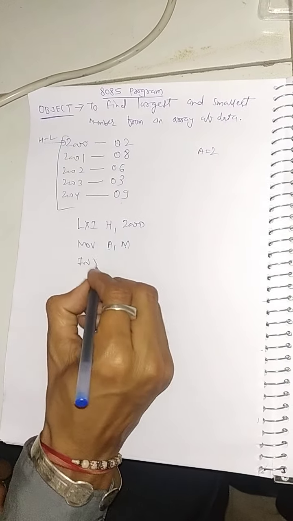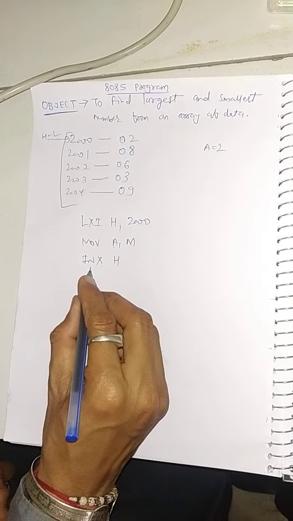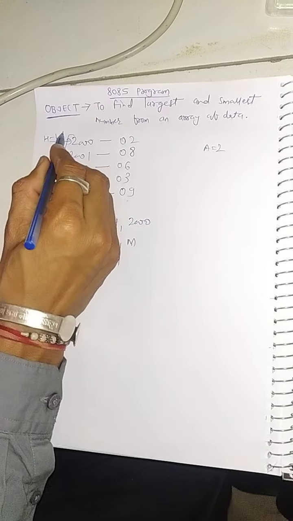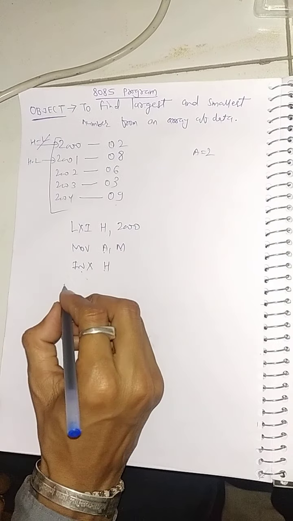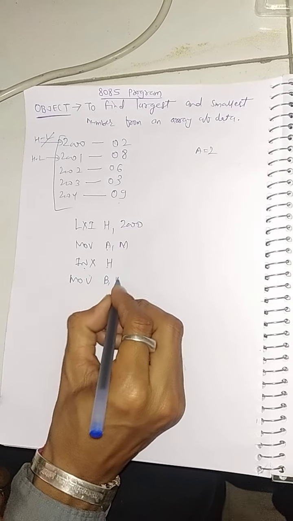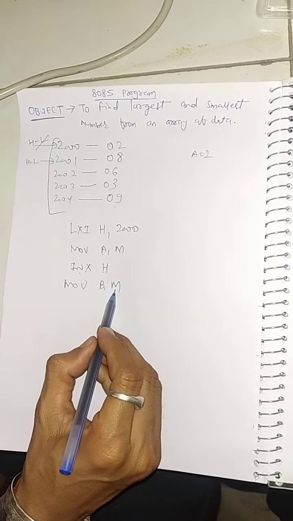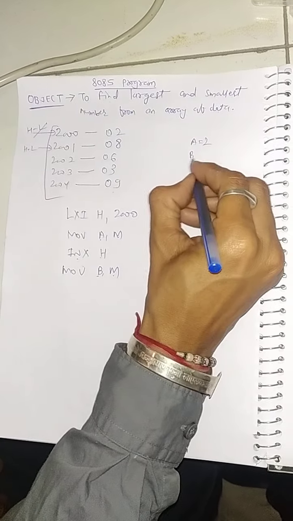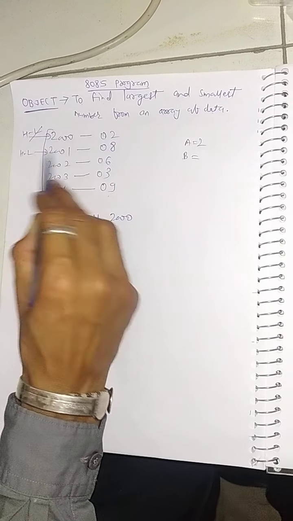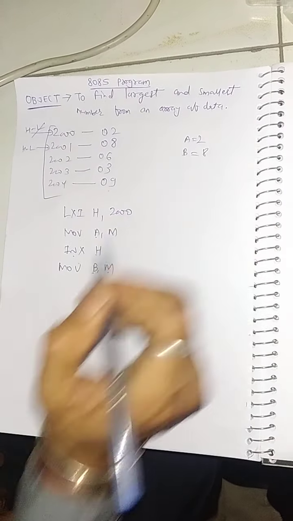Then I go to the next address by writing the instruction INX H, so that now the HL pair will point to 2001. Now I take the second data of memory, at the HL pair, into register B. So now B is equal to, what is the data at the HL pair? That is 08. So now B is equal to 8.